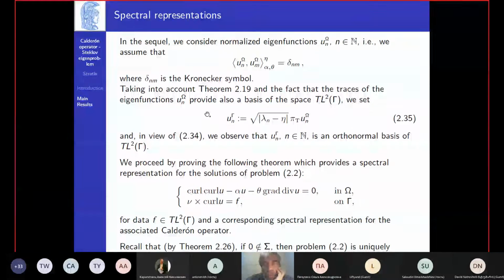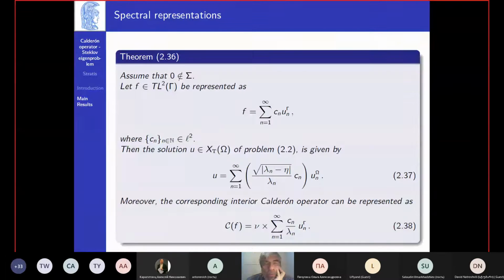So this is an orthonormal basis of TL2. We have this theorem then, that if zero is not in sigma, then every f in TL2 of the boundary can be represented like that, as this series, where Cn is in little L2, a sequence in little L2, and u and gamma are the ones that were introduced before. And this is the representation, let's say, of any f.